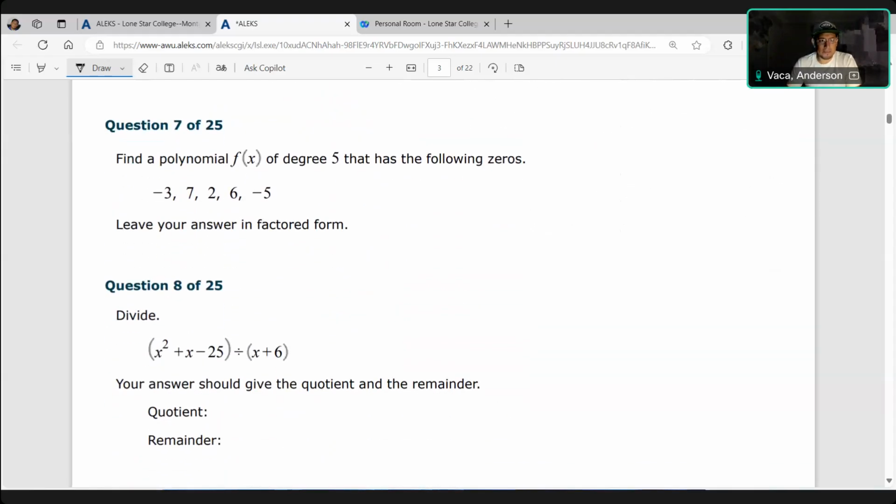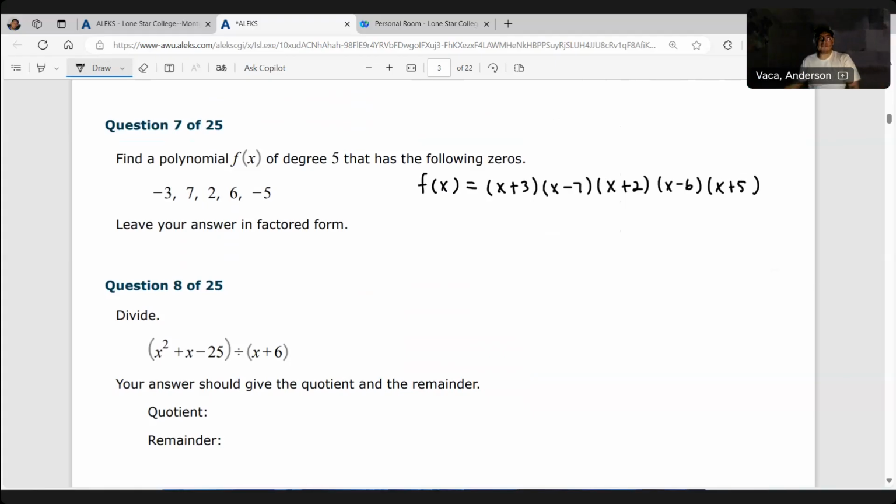It says, find a polynomial of degree 5 that has the following zeros. So the polynomial will be x plus 3, x minus 7, x plus 2, x minus 6, x plus 5.